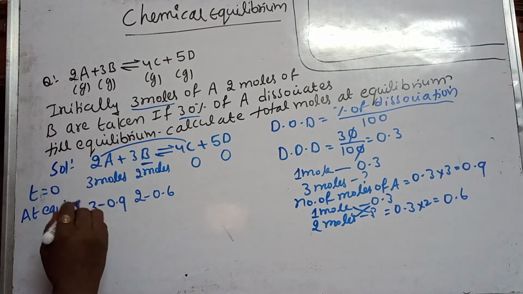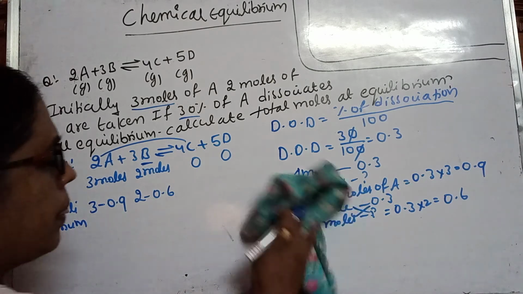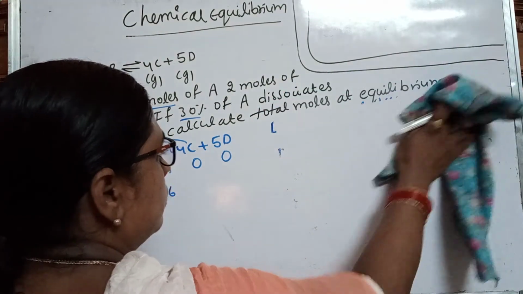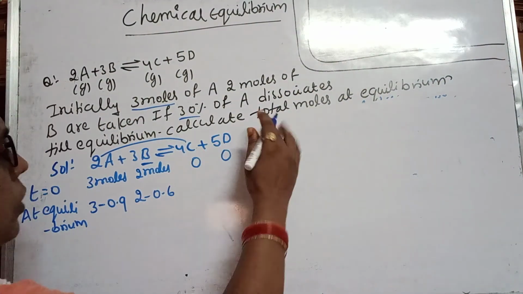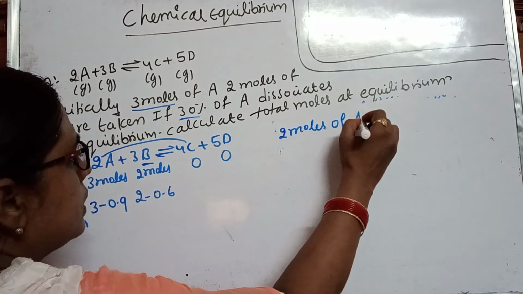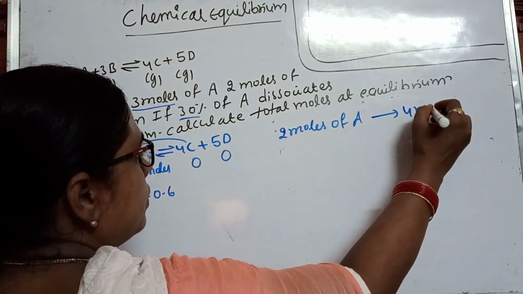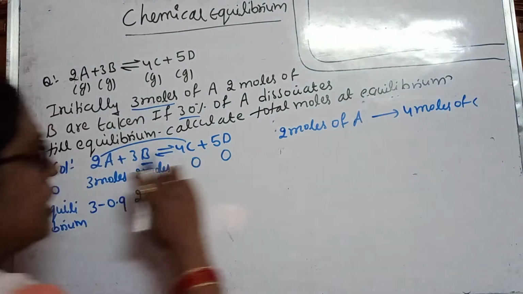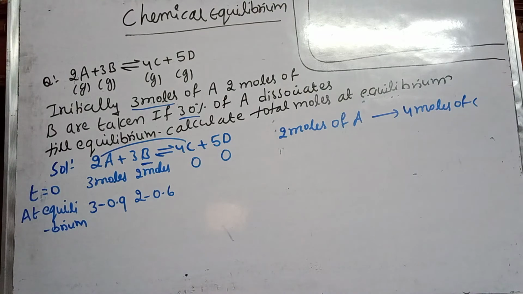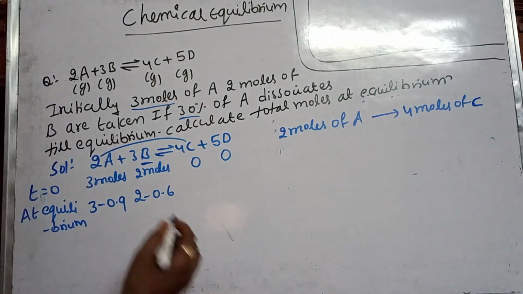It is related to A. From this equation we know that 2 moles of A gives how many moles of C? 4 moles of C, isn't it? From the balanced equation we know that 2 moles of A gives 4 moles of C. So we have to calculate the number of moles of C at equilibrium.